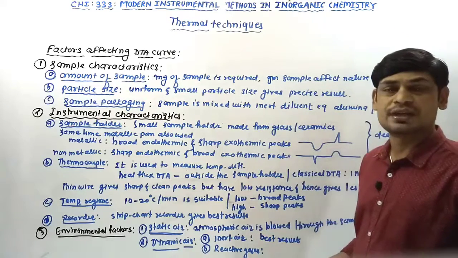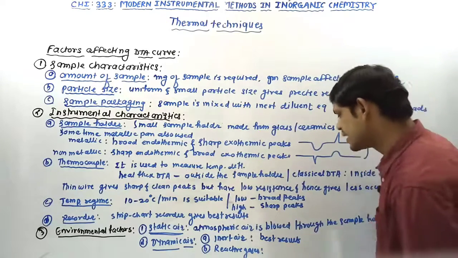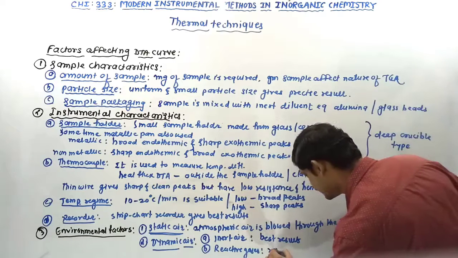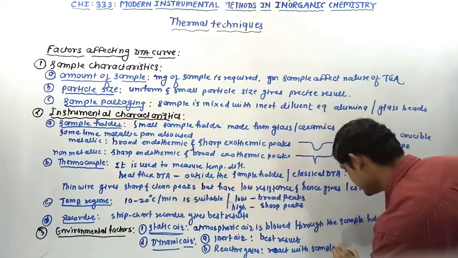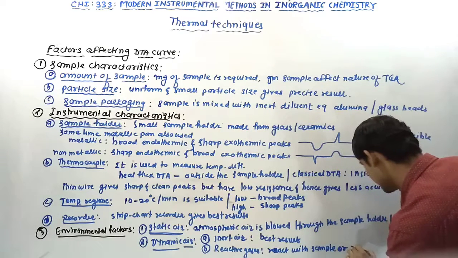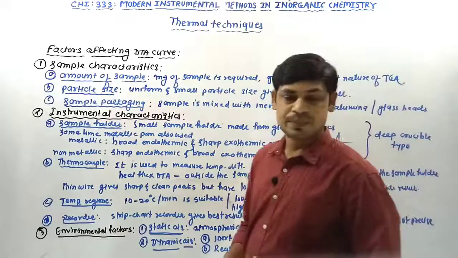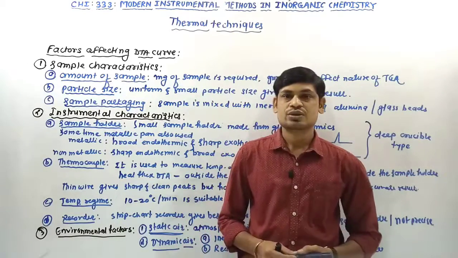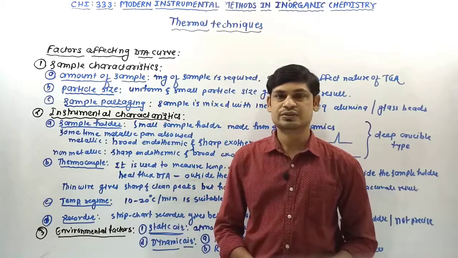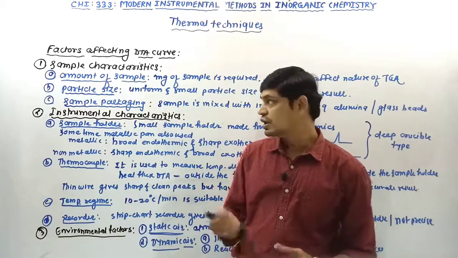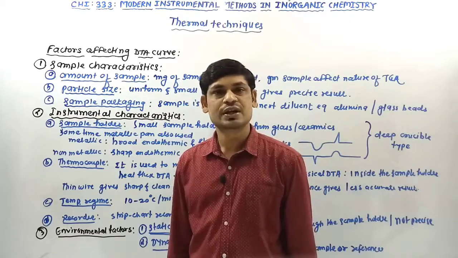because it will never react with the test sample as well as the reference, and it will never give an additional peak in DTA. If the reactive gases are there, the reactive gases react with the sample or reference, and obviously will give an additional peak. So that was an account of the factors affecting the DTA curve. You can note all these points by screenshot, so that we can proceed towards the applications.